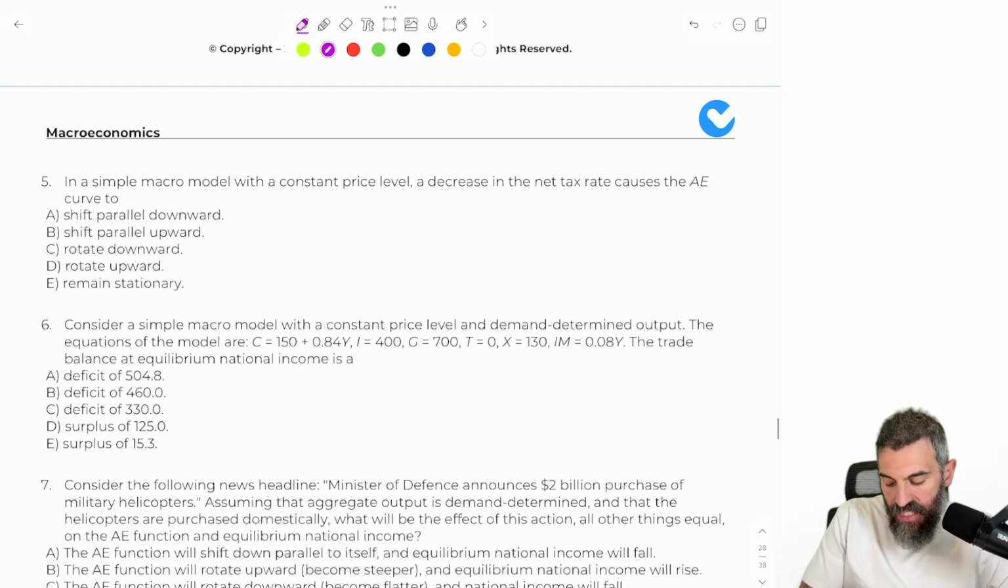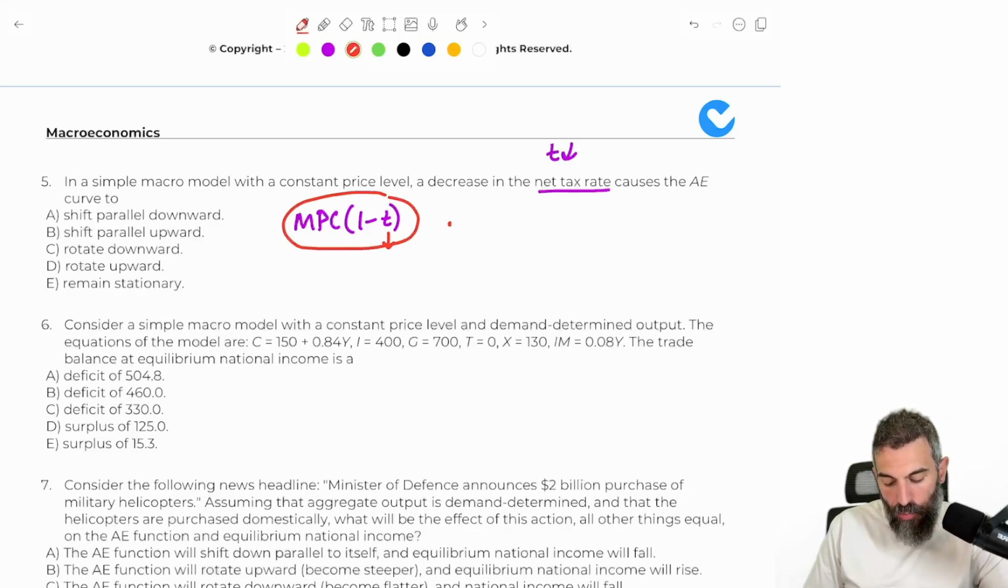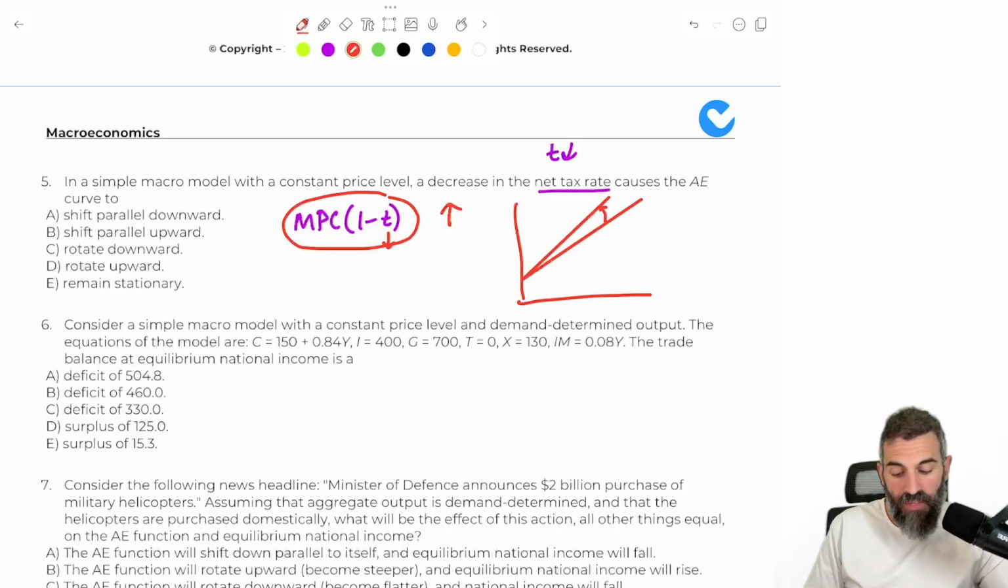Number 5. In a simple macro model with constant price levels, a decrease in the net tax rate, so the tax rate goes down, causes the AE curve to do what? Now, here's the thing. The tax rate affects the slope, because remember that the marginal propensity to consume out of national income is the MPC multiplied by 1 minus the tax. So if the tax rate goes down, it means people have more money to spend, and so your entire slope would rise. And when a slope rises, we know that that causes not a shift, but a rotation. It rotates up.